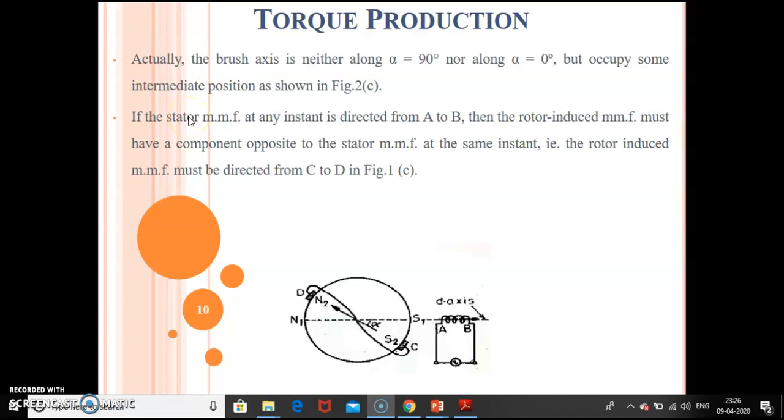If the stator mmf at any instant is along A to B, then the rotor induced mmf must have a component opposite to the stator mmf at the same instant. That is, the rotor induced mmf must be directed along C to D. It must be opposite to the orientation of the stator induced mmf. We have considered that the stator induced emf is along AB, whereas the rotor induced emf must be along C to D.